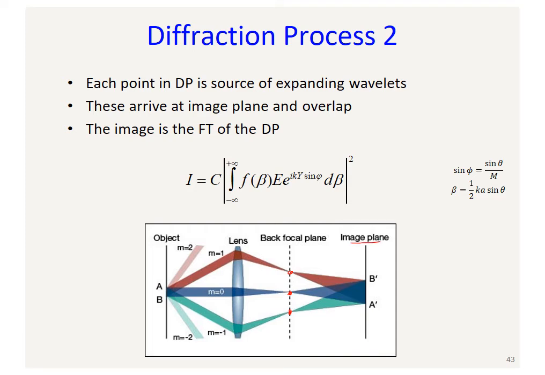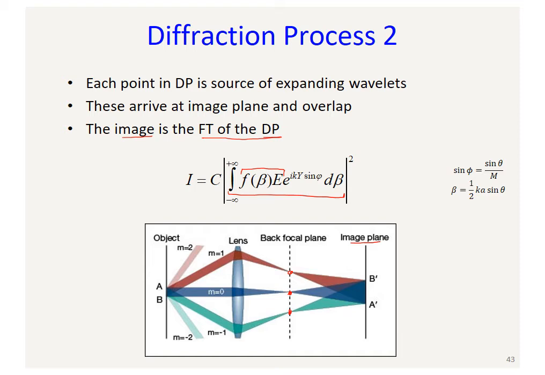When that is done, we find that the amplitude in the image plane, that is the image, is the Fourier transform of whatever we see in the back focal plane, the diffraction pattern, or I guess the modified diffraction pattern. This is our diffraction pattern here, and the Fourier transform gives us the image. The image that we see is, of course, the square magnitude of the amplitude.